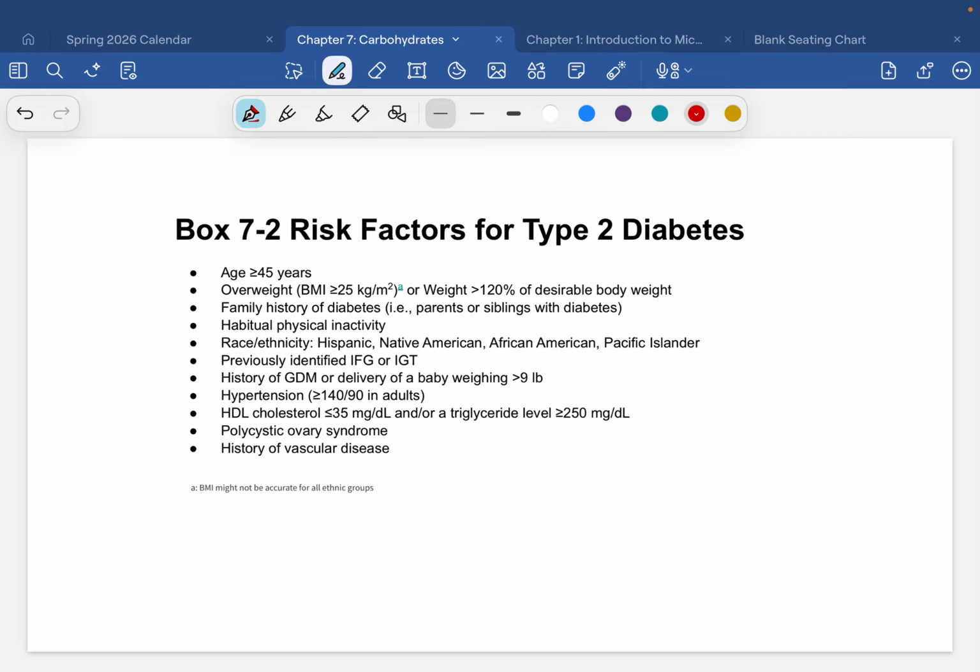Okay, we're going to talk about gestational diabetes in a second. If you have a history of gestational diabetes, you are more at risk for developing type 2 diabetes, or if you have a baby weighing more than 9 pounds, cholesterol, polycystic ovarian syndrome, all kinds of different stuff. And you don't necessarily have to know all of these. Just know that there is a strong genetic component and there are a list of risk factors associated with type 2 diabetes.